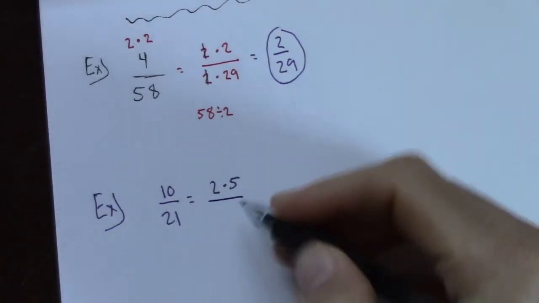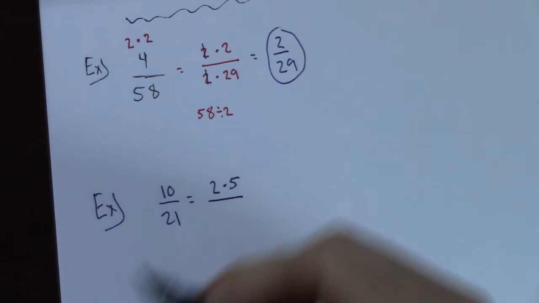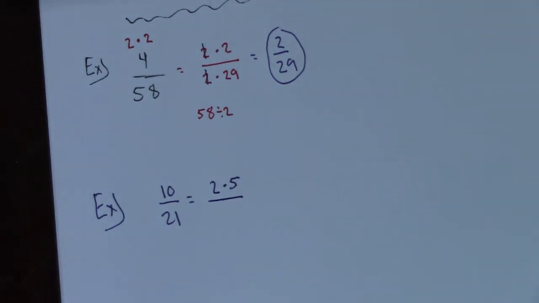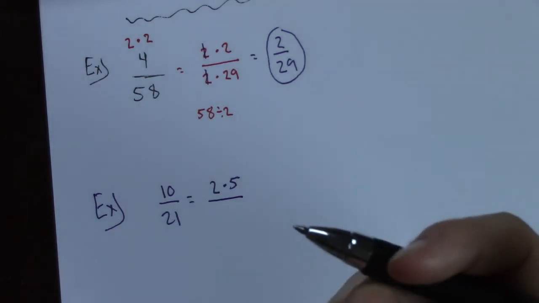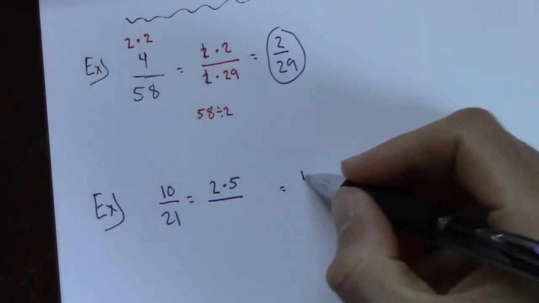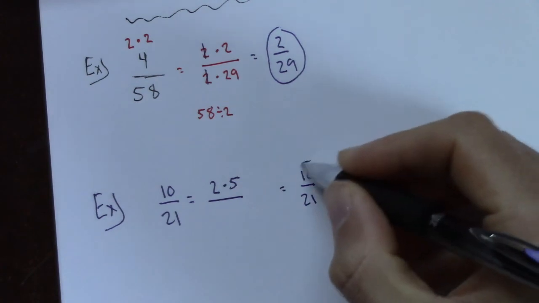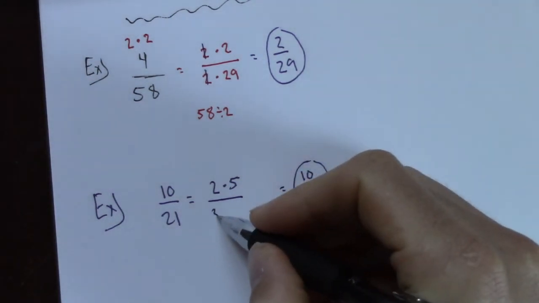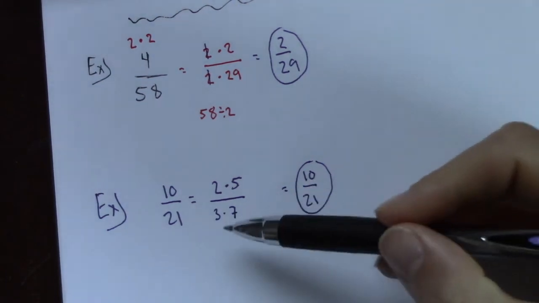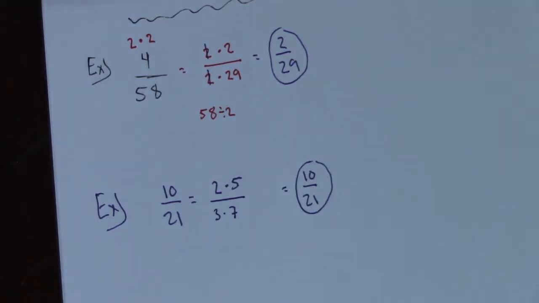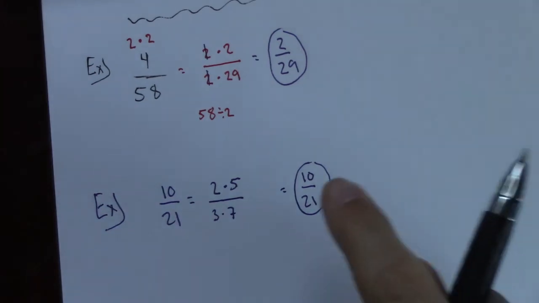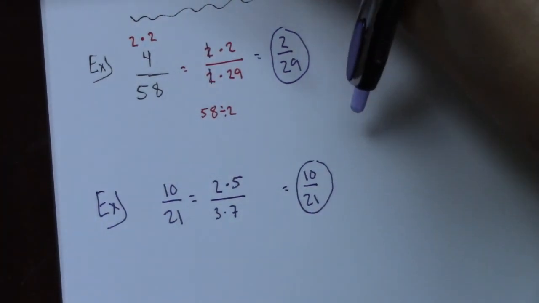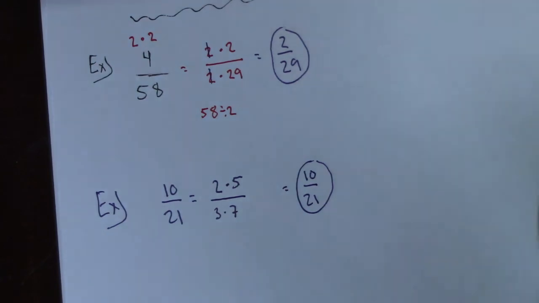And if I think about it, the 2 and the 5 don't go in with 21 at all. 2 doesn't go into 21 evenly, 5 doesn't go into 21 evenly, so I'm stuck. And 10 over 21 is as simplified as I can get. You might also take that 21 and realize that that's 3 times 7, but now you don't have anything that's the same on top and bottom for you to simplify, and so that would be as far as you could go. And then let's do one more.